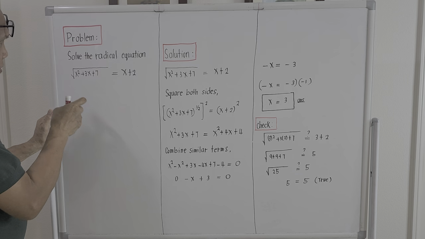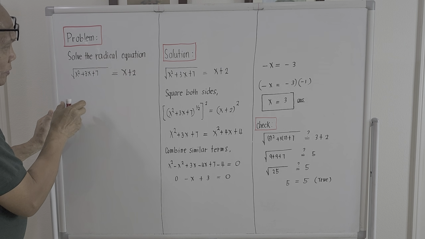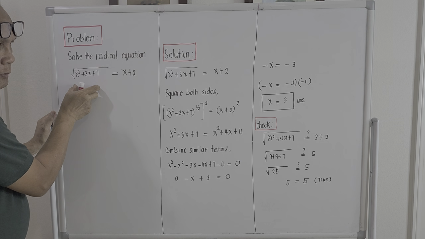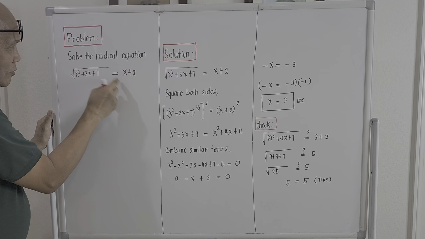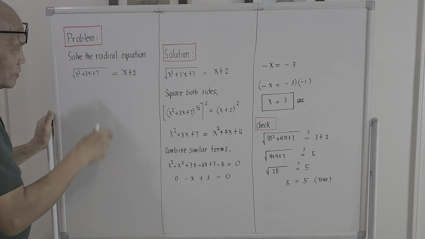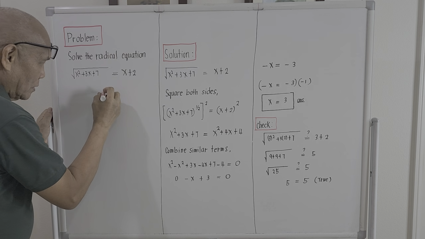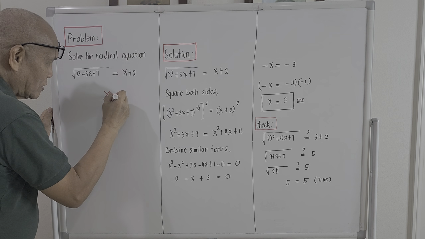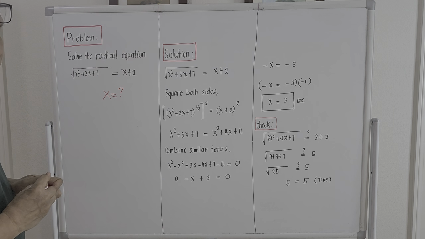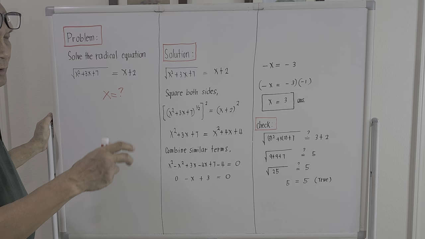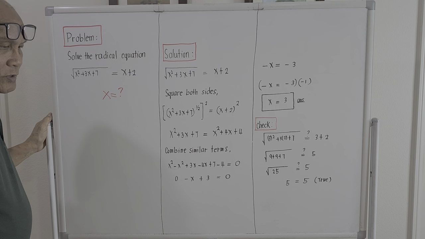So the problem here is: solve the radical equation. We are given the radical equation, the square root of x squared plus 3x plus 7. We've got a radical sign, that's why the topic is radical. And it should be equal to x plus 2. And of course, what will be the problem, or what will be the value of x? The equation involves radicals, so the topic involves radical equations. Okay, let's proceed.